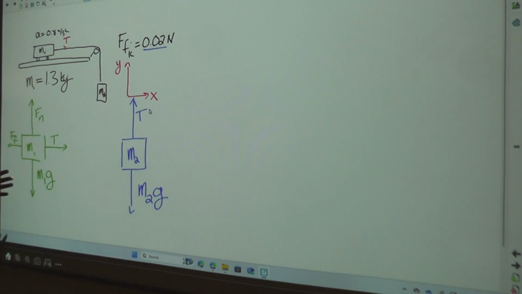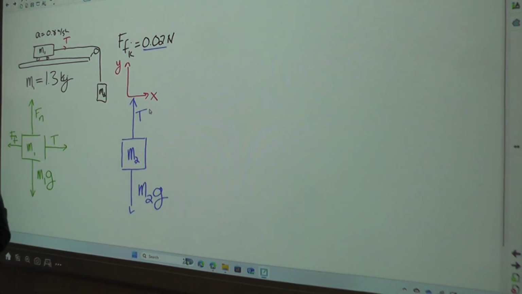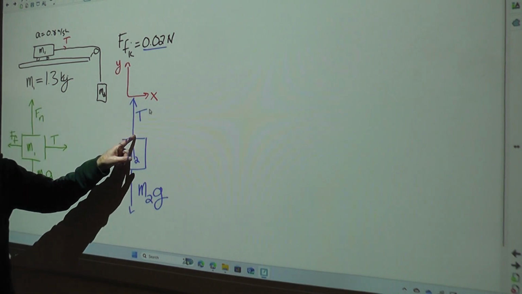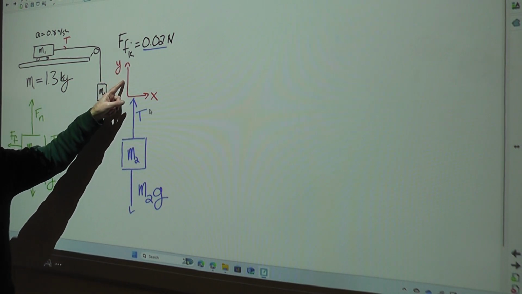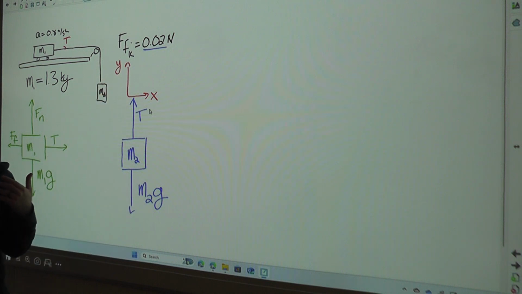This is a relatively simple scenario because none of these forces is at an angle to our x or y axis. The normal force on the cart is in our positive y direction, the weight of the cart, negative y direction. Tension on the cart, positive x direction, friction on the cart, negative x direction. The tension on the mass is in our positive y direction. The weight on the mass is in our negative y direction. So we don't need to do any trig here. We don't need to do any sines or cosines.